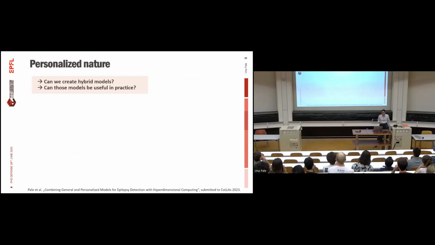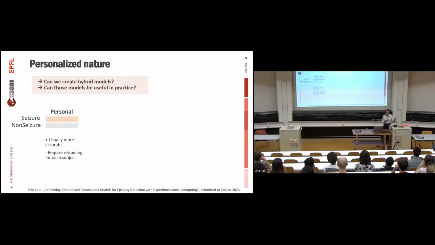And then the question was, can we create some hybrid models? And can those models be useful in practice? So what would hybrid mean? Instead of having personal models, which are good because they are usually more accurate, but they also require retraining for every new subject.